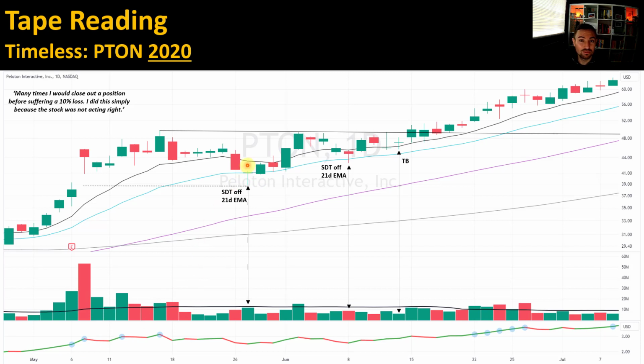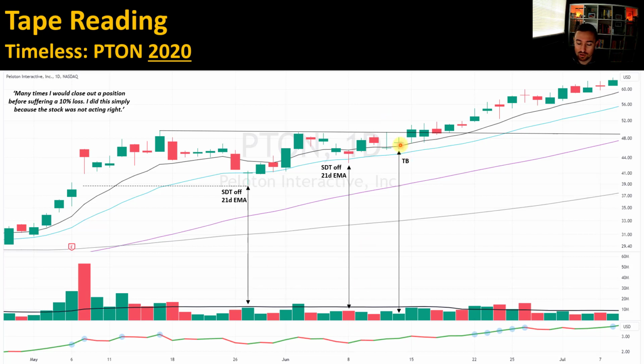Shakeout demand tail onto what moving average? 21-day EMA, undercuts base lows, undercuts the earnings bar as well, and then it powers higher. Oh, another shakeout demand tail onto what moving average? 21-day EMA. And what are you noticing about the volume on this shakeout demand tail and this shakeout demand tail? There's not much volume. What does that tell you about supply, about selling? There's not that much selling.